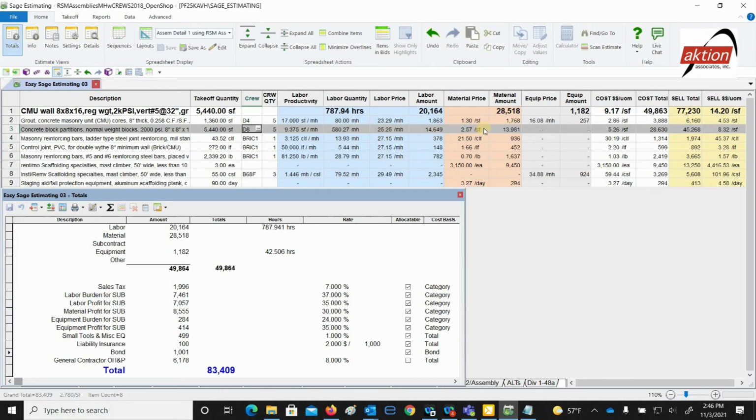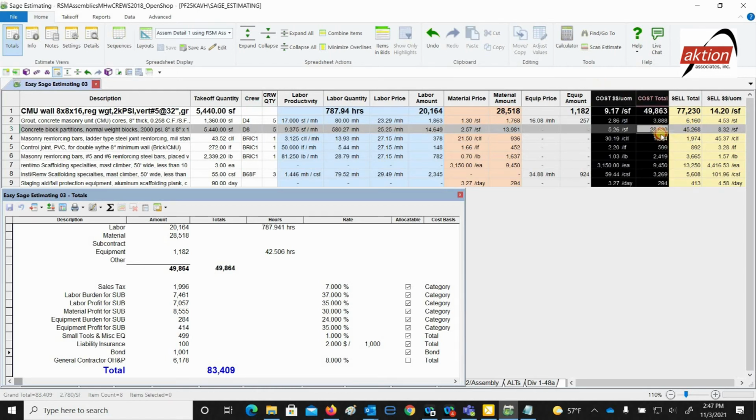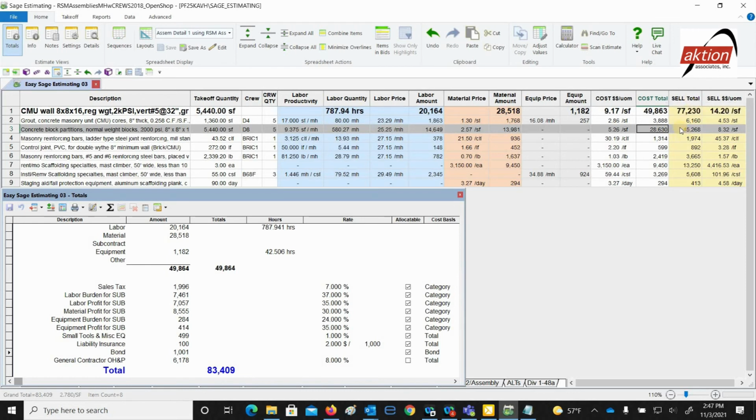And it extends it all out here to our cost, cost per unit of measure extended out. So these two columns here are our cost side. And of course, these, after markups are spread, become your sell price per unit of measure or the total.